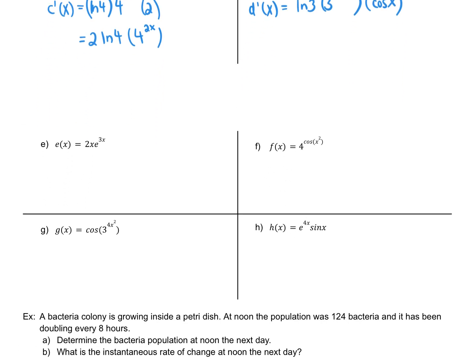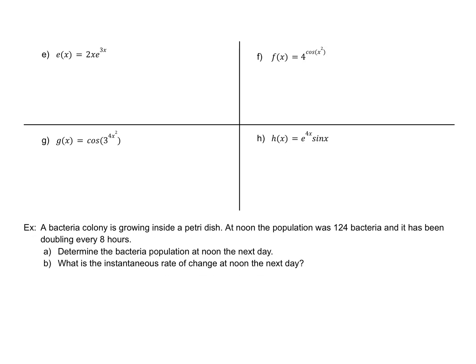All right, let's continue. We're going to get a little bit more interesting. 2x times e to the power of 3x. So we have a product rule because we're multiplying 2x by e to the power of 3x, and we have a chain rule because we have e to the power of another function. So let's start with our product rule.